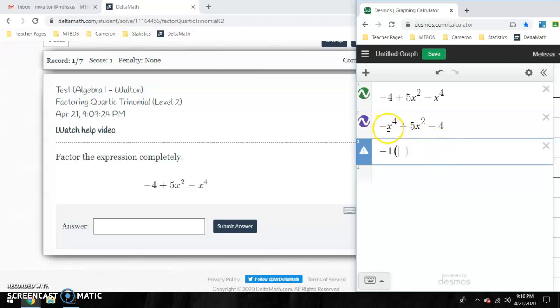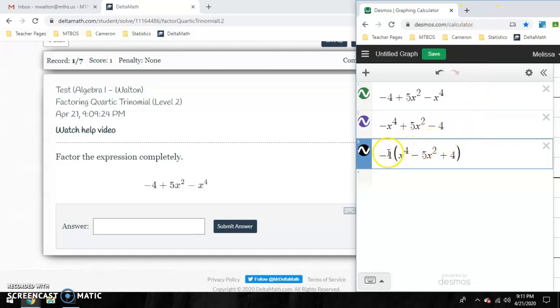If I have negative x to the fourth and I divide out a -1, I'm still left with x to the fourth. If I have positive 5x squared and I divide out a -1, I'm left with a negative 5x squared. And then finally, if I have a -4 and I divide that by -1, I have a positive 4. And here's the whole reason that I did this.